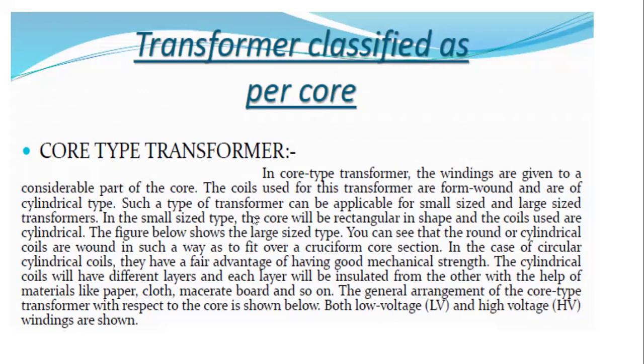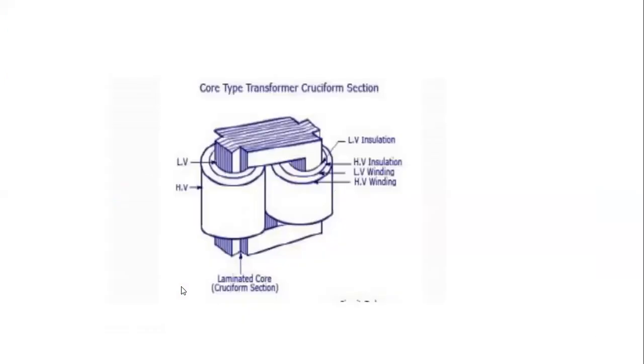This is for the large size type. We can see that the round or cylindrical coils are wound in such a way. In the case of circular cylindrical coils, there are many advantages. These are the core type transformer. This is the limb with a rectangular coil. On one side we connect the LV winding and on the other side we connect the HV winding. This type of construction or design is known as the core type.